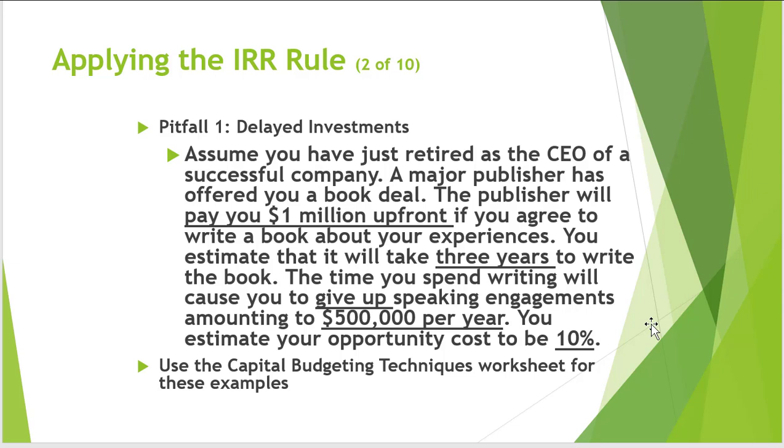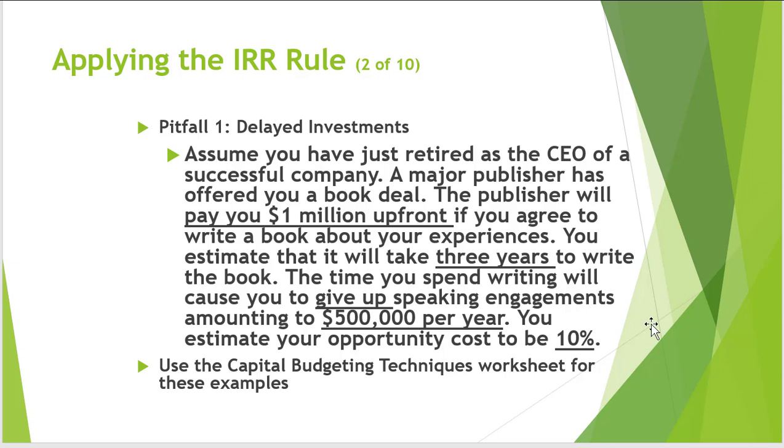While you're writing this book, you're not going to be able to do anything else. You're going to have to give up any speaking engagements that you might have. That is about $500,000 a year. So you get $1 million up front, but you have to spend or lose $500,000 a year for the next 3 years. And your opportunity cost is 10%.